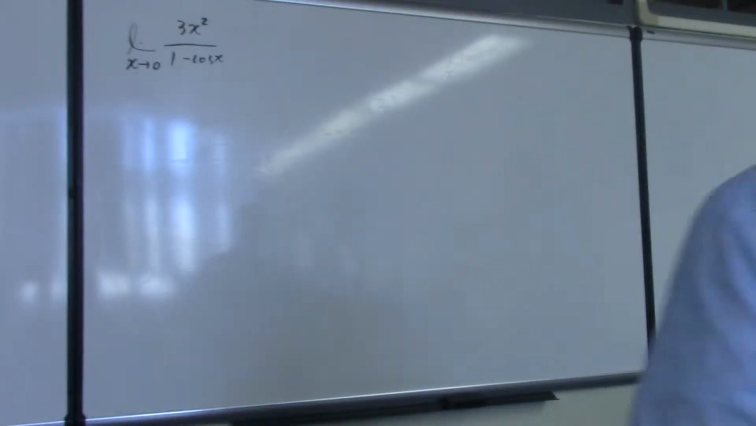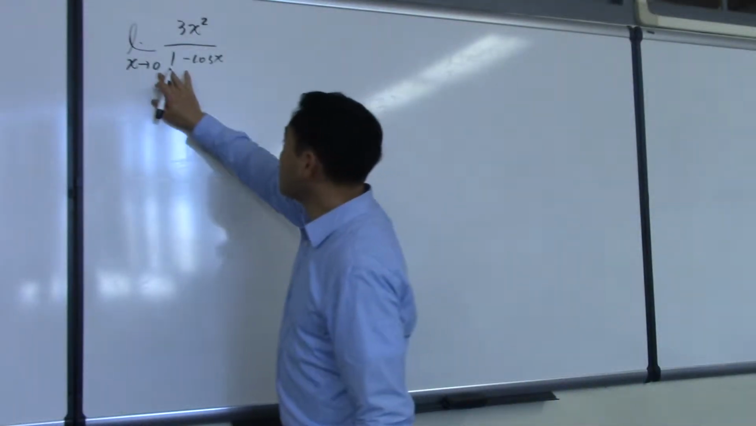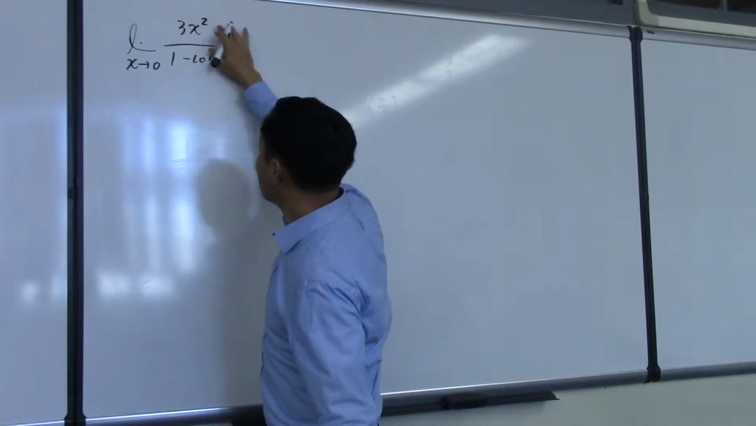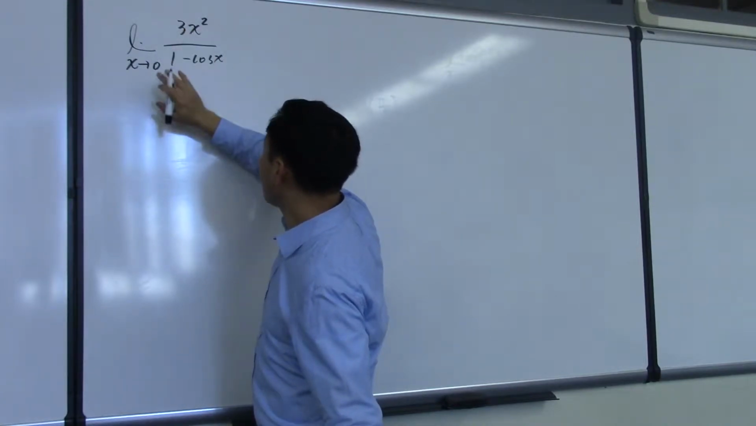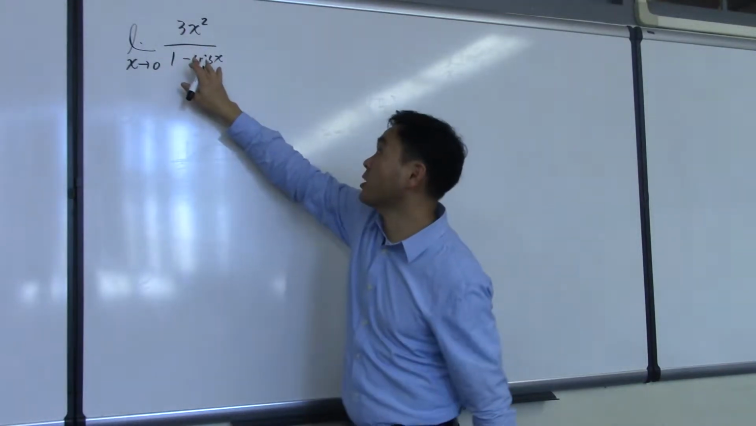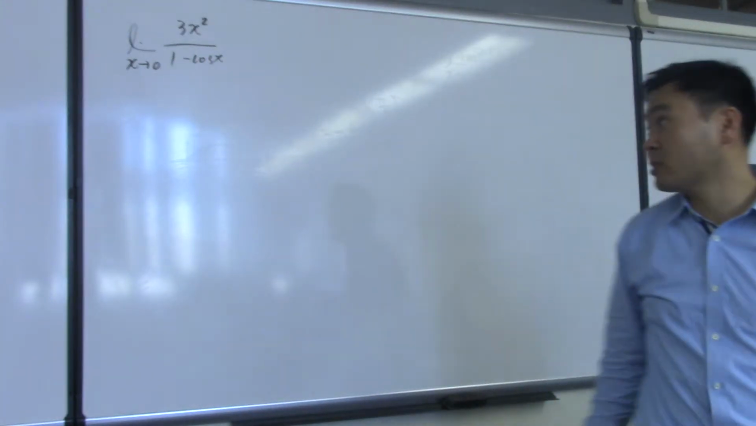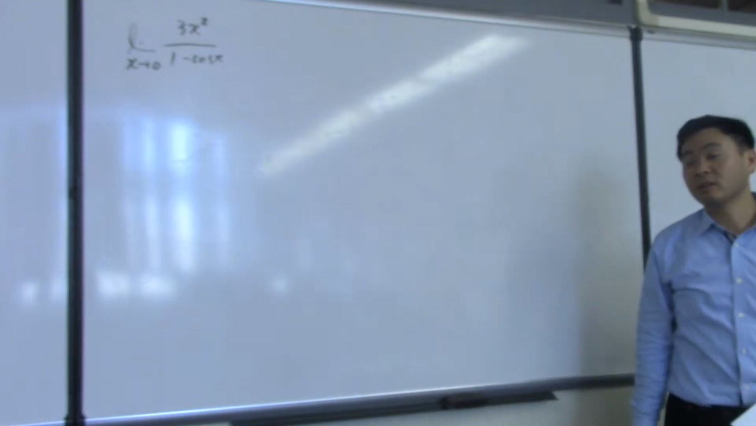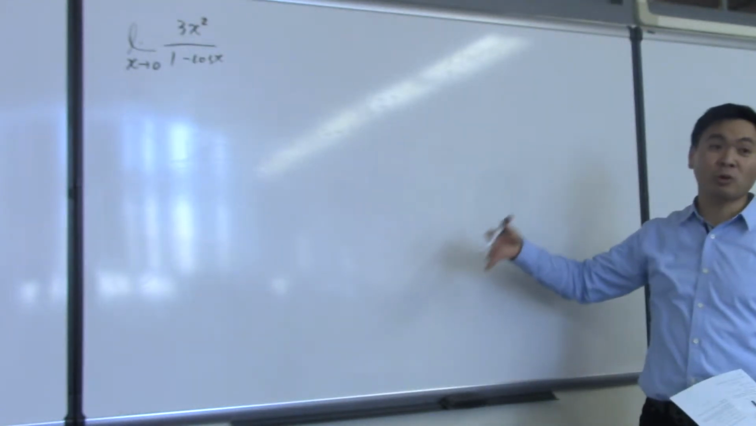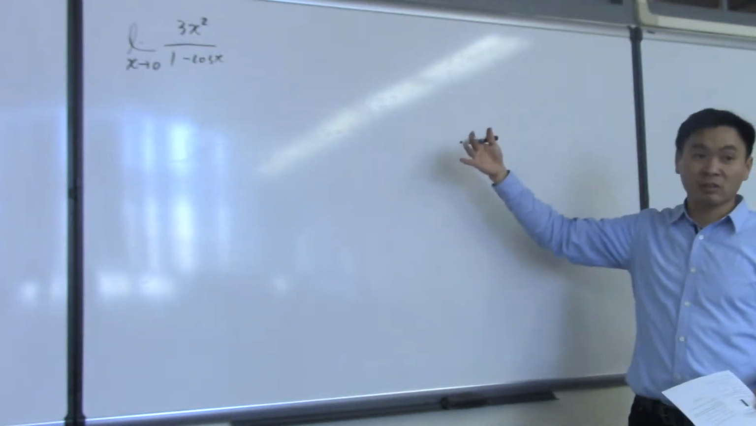Okay, for this next question, if you just try to plug in 0 naively, then you get 0 on top, and cosine 0 being 1, you get 1 minus 1, so you also get 0 on top. So it's a 0 over 0 type indeterminate.